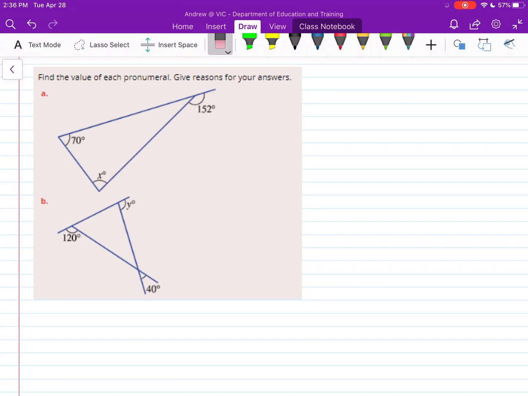G'day. So today we're going to be looking at triangles and finding unknown values when we're given external angles of triangles. So here in this example, we're going to find the value of each pronumeral and we're going to give reasons for these answers.